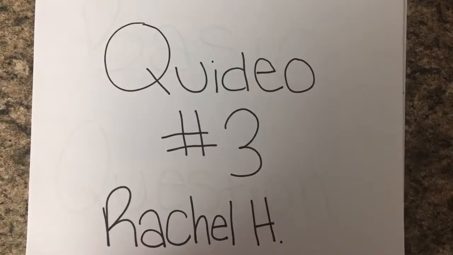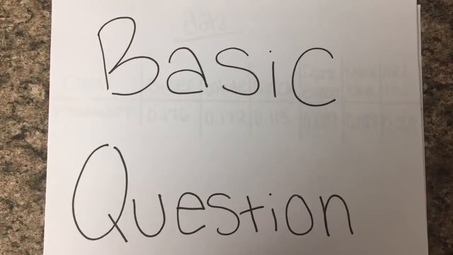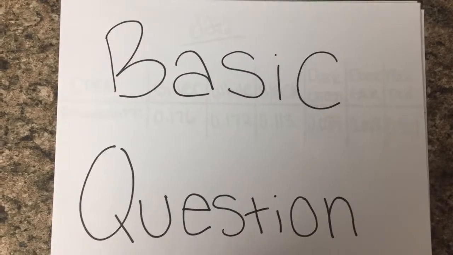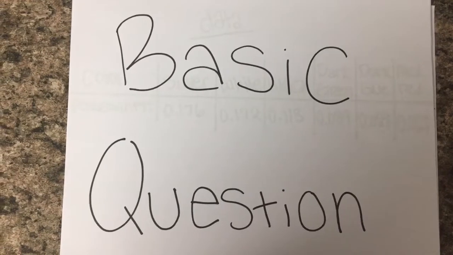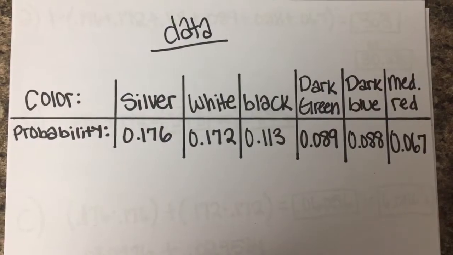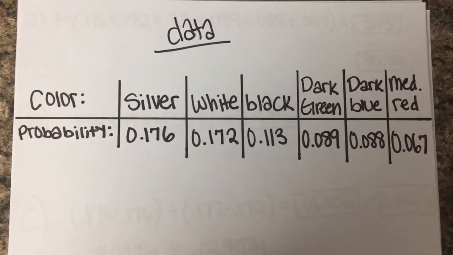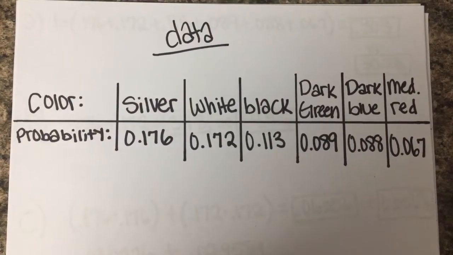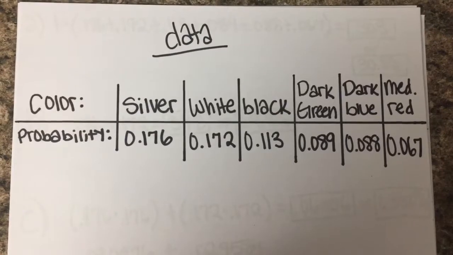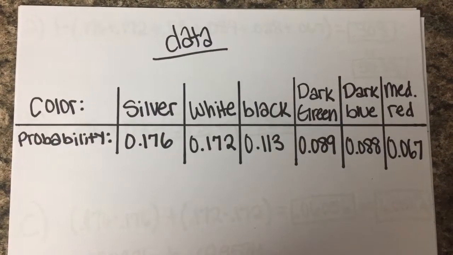So this is my Quideo. The basic question talks about the most popular car colors for vehicles in North America in 2000. This is the data that was given by the worksheet. I just wanted to rewrite it to make it look a little bigger. So you can see they sorted it by color and then the probability.